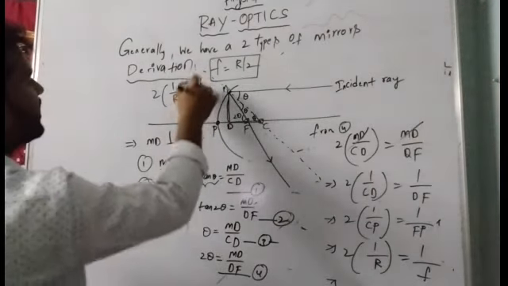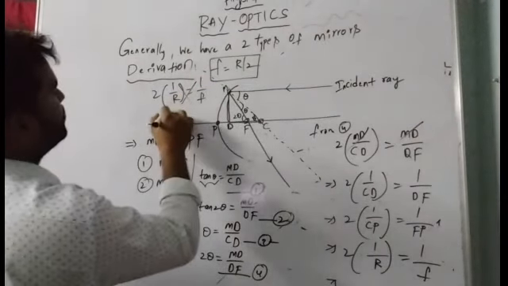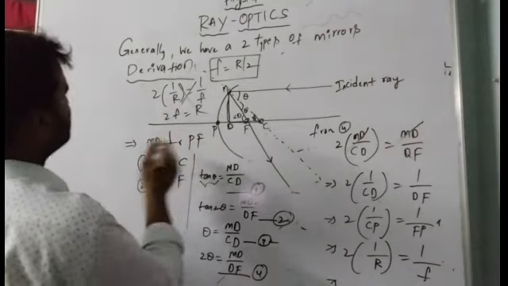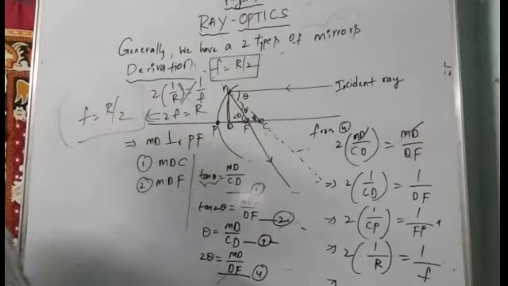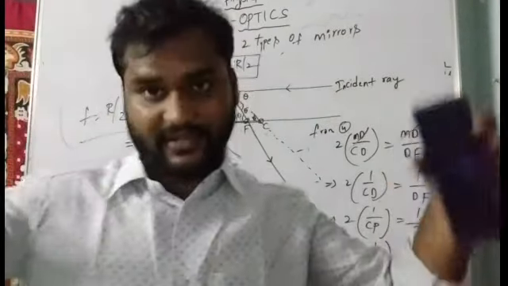So cross multiplication: 2f is equal to r, from which we can write f is equal to r/2. This is the equation that I wanted to derive. Thank you so much.